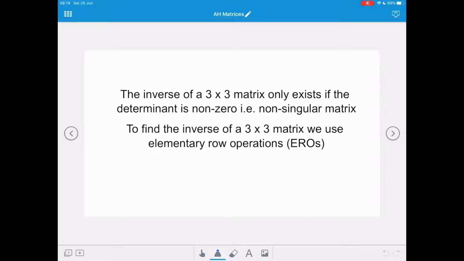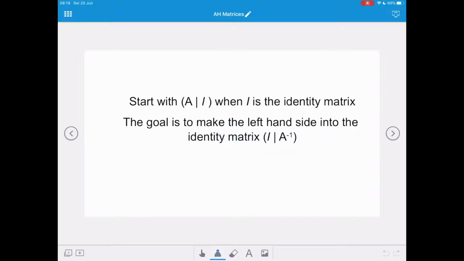But we know by definition that if we pre or post multiply the inverse by the original matrix, then the result is the identity matrix. And so what we can do is set up an augmented matrix and start with A on the left-hand side and put the identity matrix on the right-hand side as our result. And the goal is to make the left-hand side into the identity matrix, and that will leave us with the inverse matrix on the right-hand side.